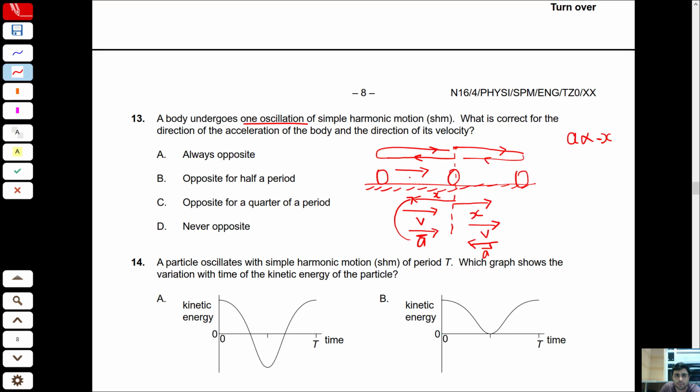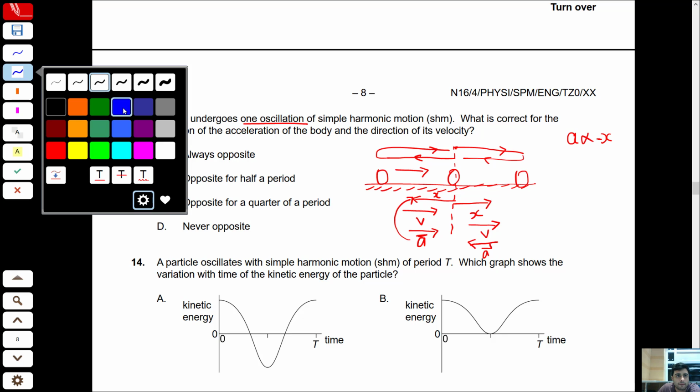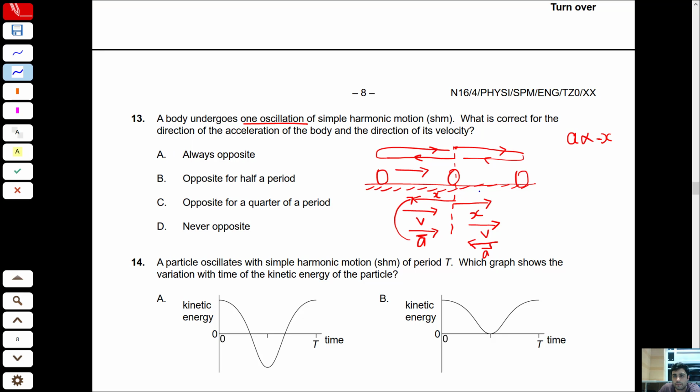So what is going to happen? Imagine it this way. If the body is moving, let's choose a different color maybe. So when the body is moving forward, your velocity is forward, but acceleration is in the opposite direction.